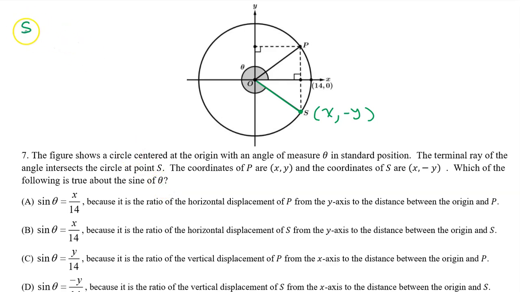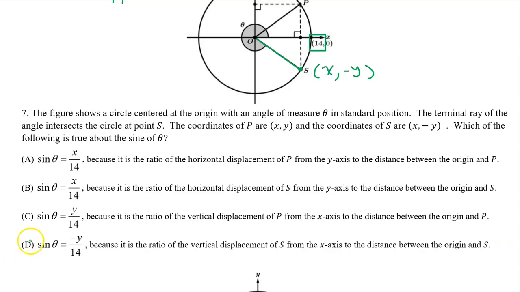Which of the following is true about the sine of theta? We know that the sine of theta is defined as, and here I would normally say y over r, but I'm going to say the vertical displacement divided by the radius. So what is the vertical displacement of S? That is given by the opposite of y. So vertical displacement divided by the distance from the origin. That's going to be 14 as revealed by the point 14, 0, telling us the radius. So the opposite of y over 14.